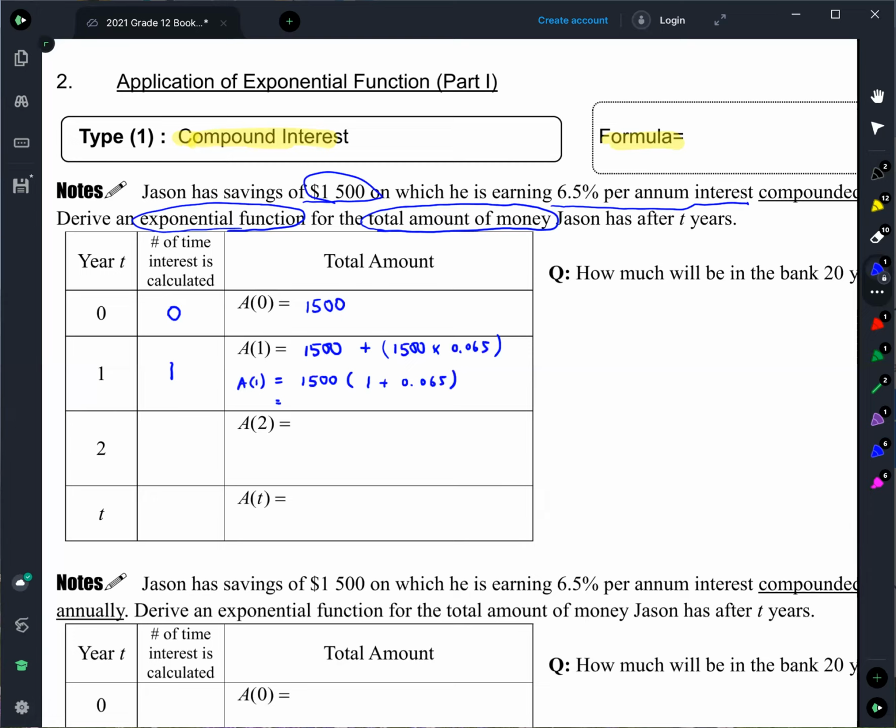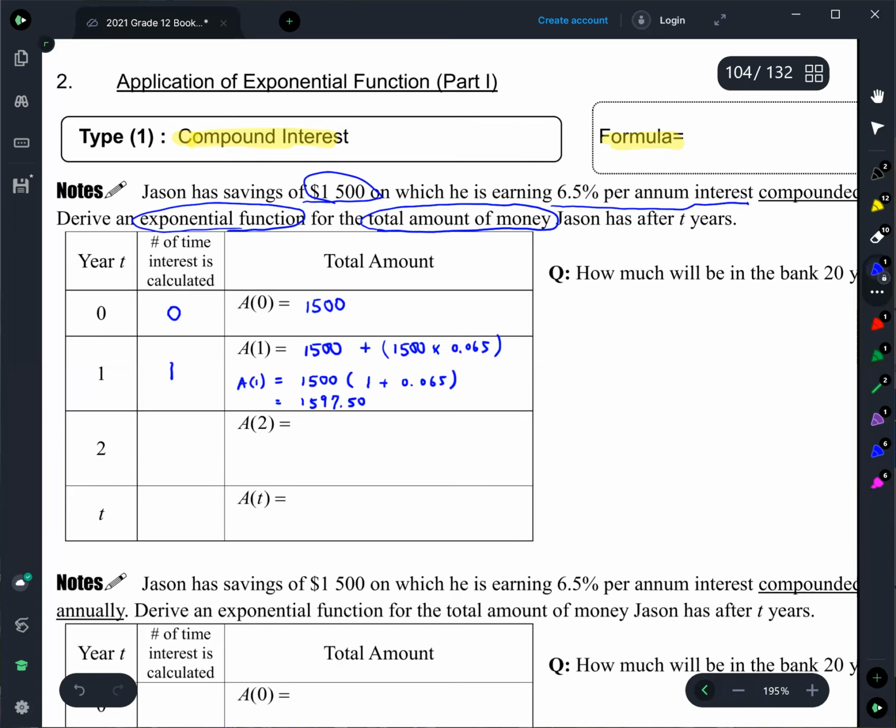Okay, Sophie, how much do you get? 1,597.5. 97.5? Yeah. Okay. Evan, how about you? Do you have the same? Yeah. Okay. So everyone can try it out, okay?